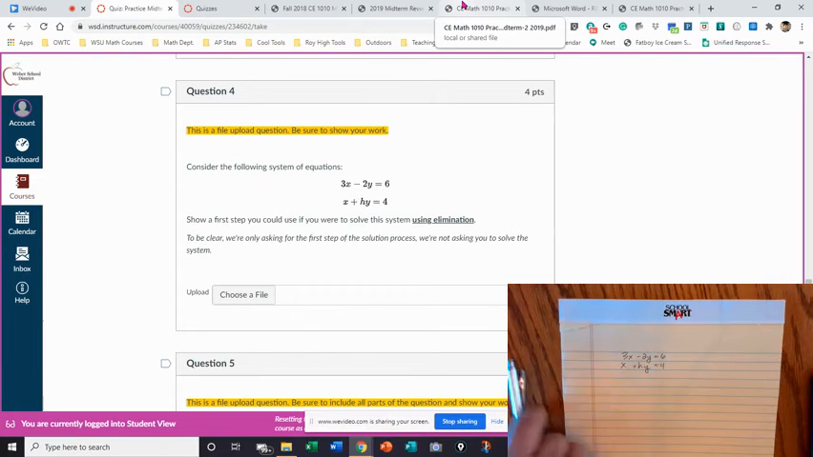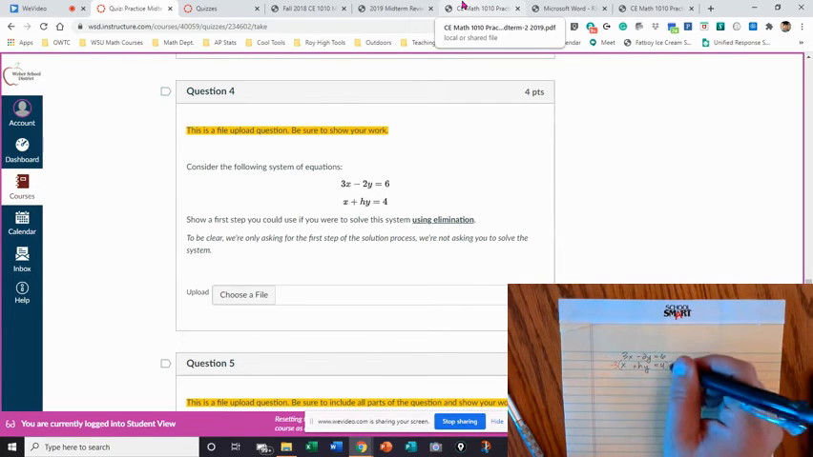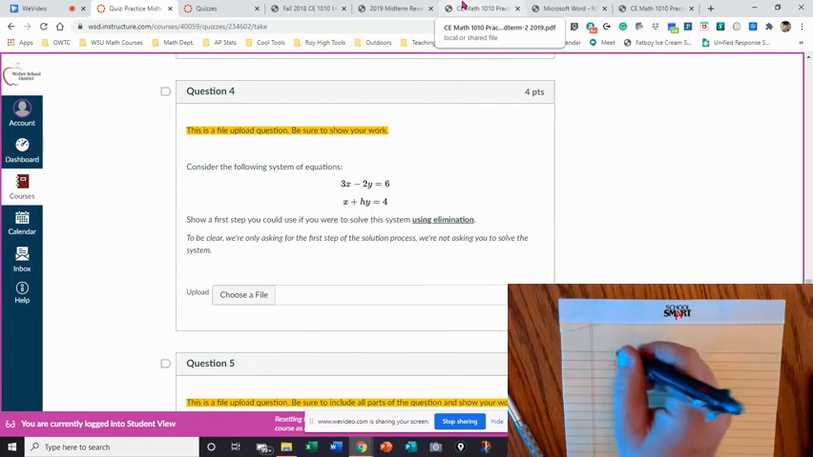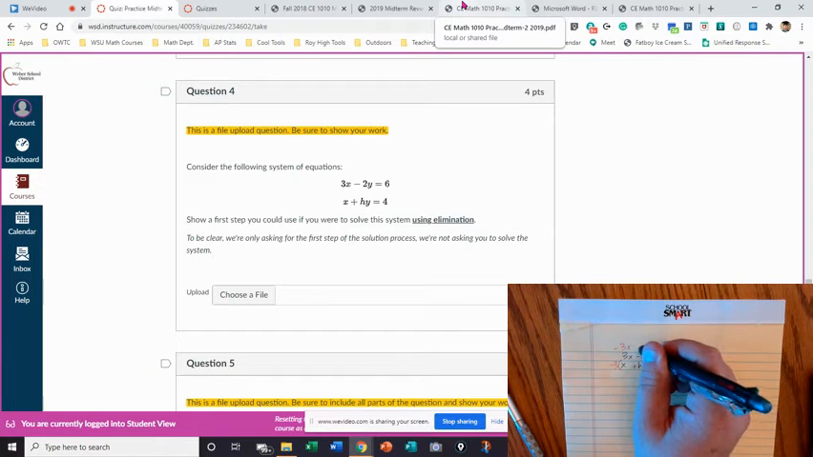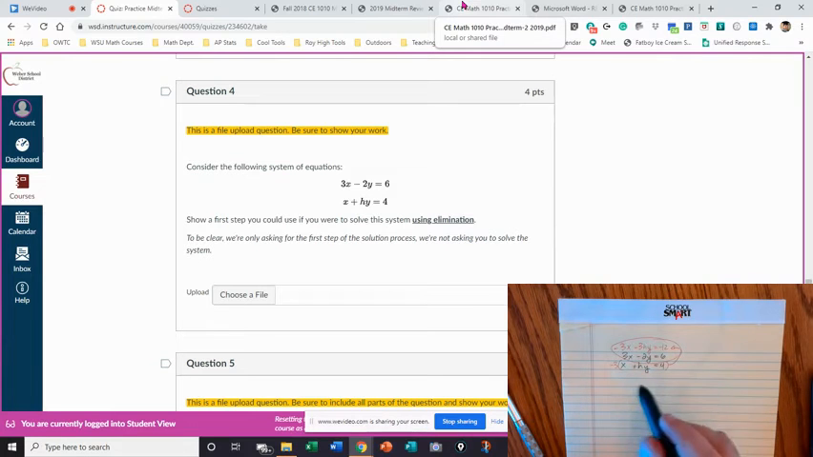Now, if I was going to eliminate this, I don't know what to do with h, but I know if I multiplied this by negative 3, I would end up getting negative 3x minus 3hy equals negative 12. Okay, so I multiply this by negative 3. That's the equation I get. There's my first step. Okay, so I don't have to do more than that. I'd take a picture of that, and I'd upload it.